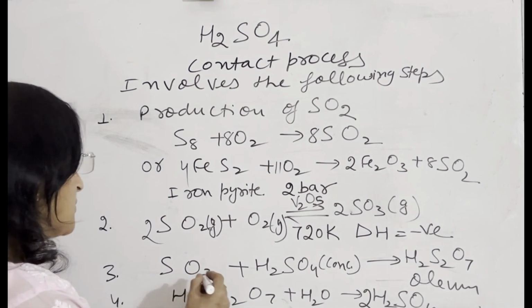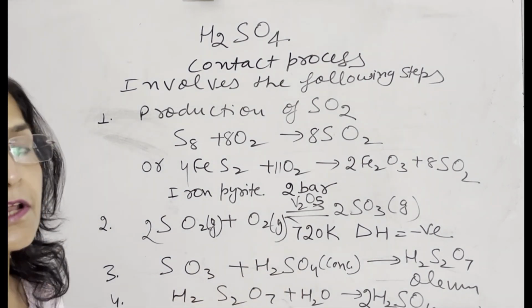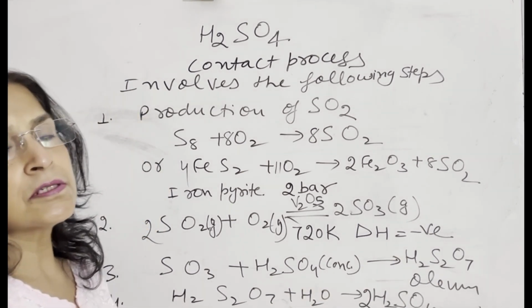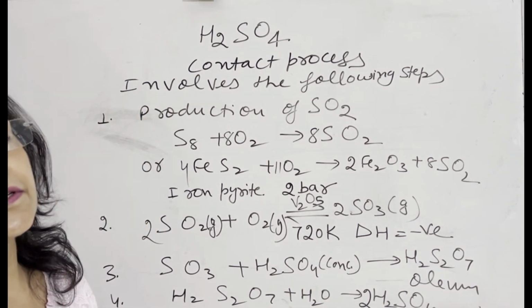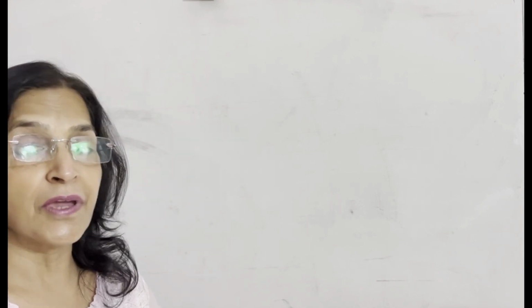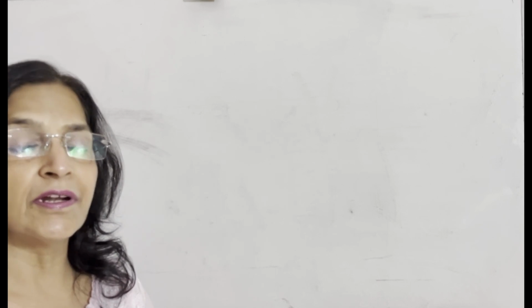In the next step, sulfur trioxide is absorbed in concentrated sulfuric acid and oleum forms. And in the last step, oleum is diluted to the desired concentration. Sulfuric acid is a colorless, dense, oily liquid. It is highly corrosive in nature. It has a high boiling point and high viscosity because sulfuric acid molecules are associated with each other by intermolecular hydrogen bonding. When sulfuric acid is diluted with water, a large amount of energy is liberated.